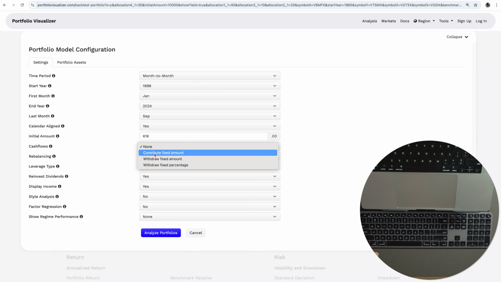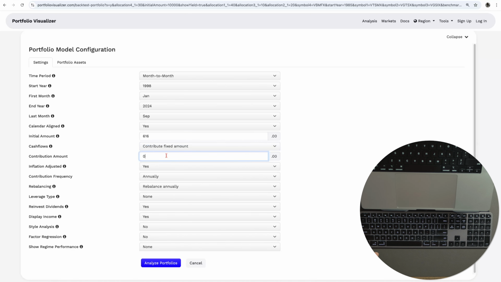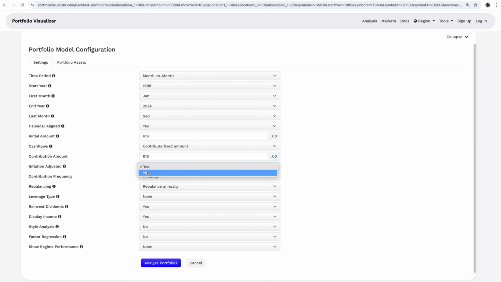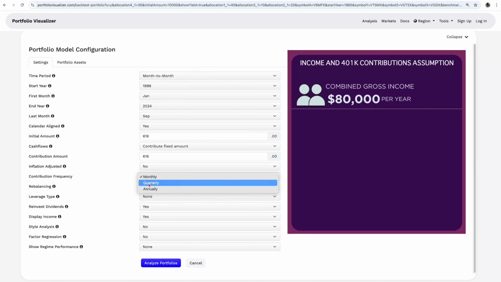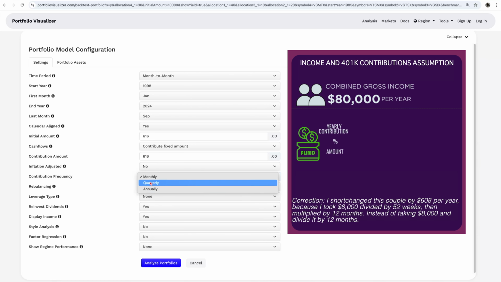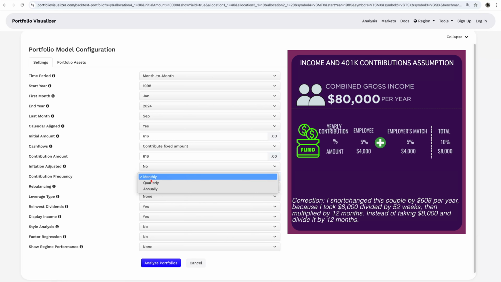Cash flow: contribute fixed amount. The contribution amount is $616. For this example, I'm just going to leave it not adjusted for inflation. Contribution frequency is monthly. One thing you'll notice is that I put $616 a month. That's because this tool doesn't allow you to do weekly contributions. In a normal 401k plan, you contribute on a weekly basis, so I just converted it to a monthly contribution.